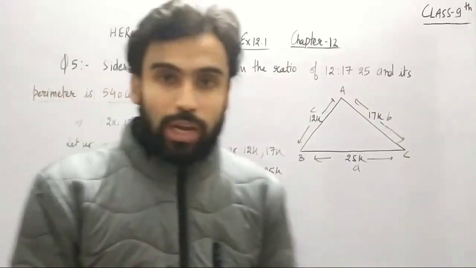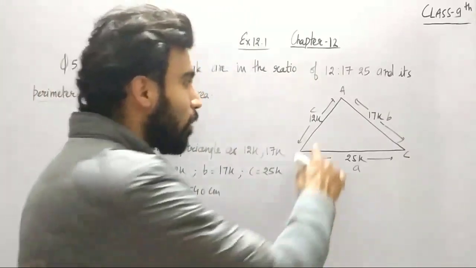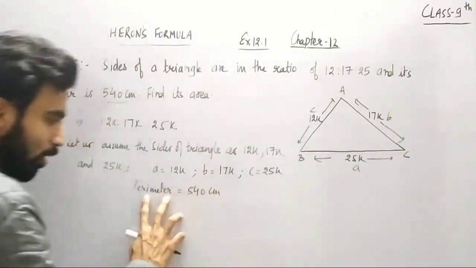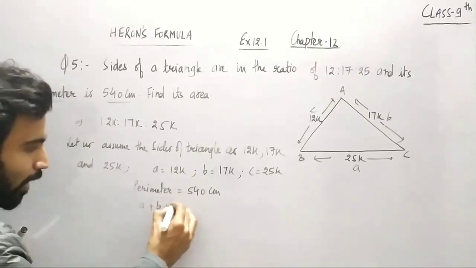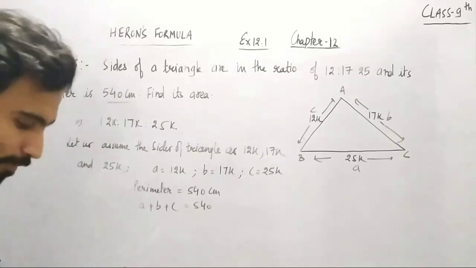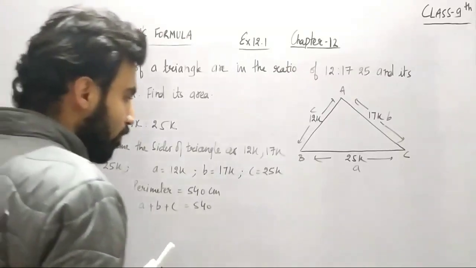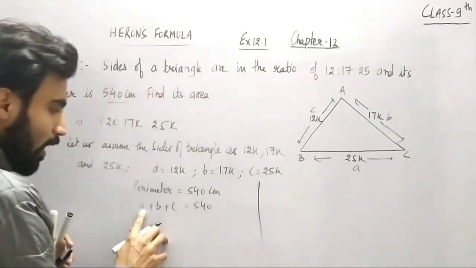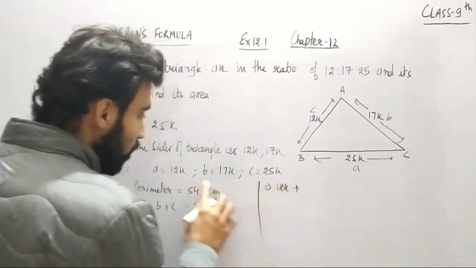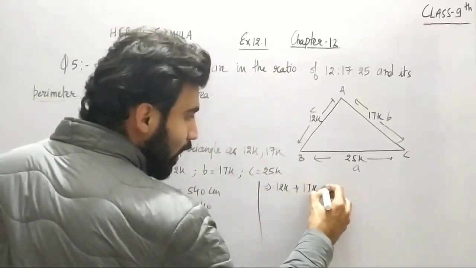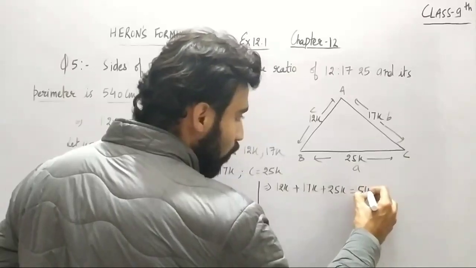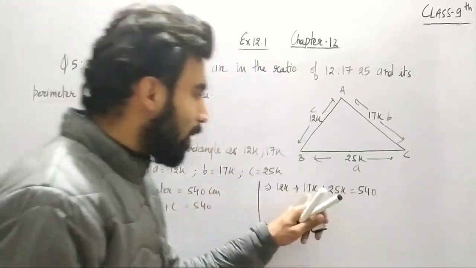Now we know how to calculate the perimeter of a triangle by simply adding all the three sides, right? So here I add these three, A, B and C. You can see, we know how the perimeter is found: A plus B plus C, the sum of the three sides, is equal to 540. Now let me change the marker here. The value of A is 12x, plus the value of B is 17x, plus the value of C is 25x, equal to 540.